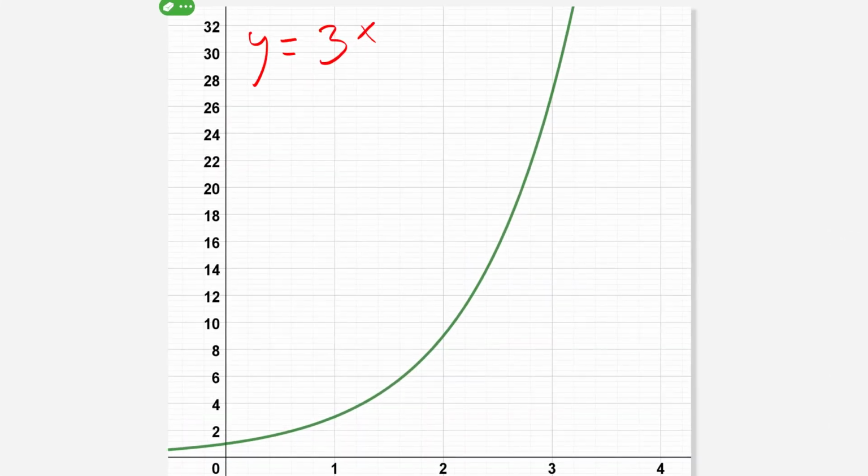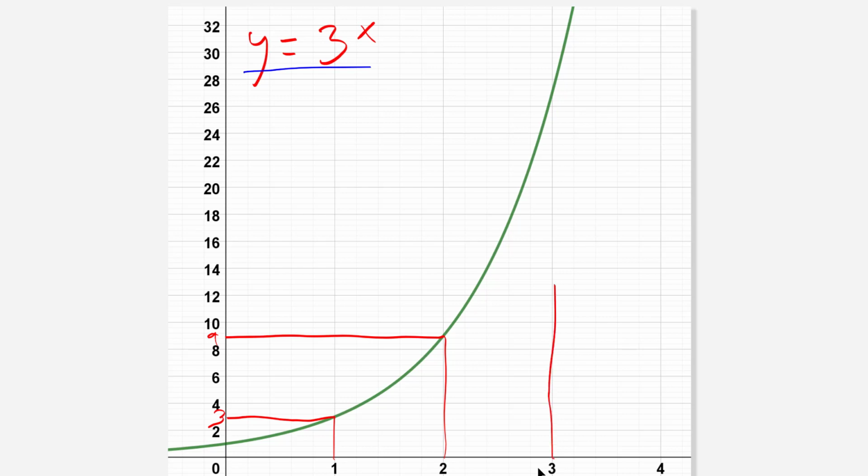Here we have the exponential function y equals 3 to the power of x. And if we have an input of 1, we know that 3 to the power of 1 is 3. If you have an input of 2, 3 squared is 9, and so on. If you have an input of 3, 3 to the power of 3 is 27, and so on and so on. So you can see the exponential function 3 to the power of x here.